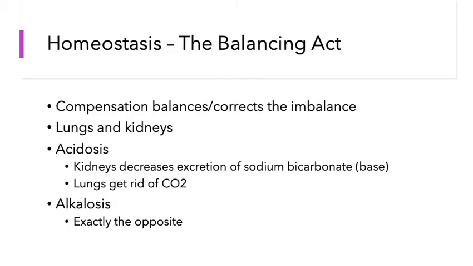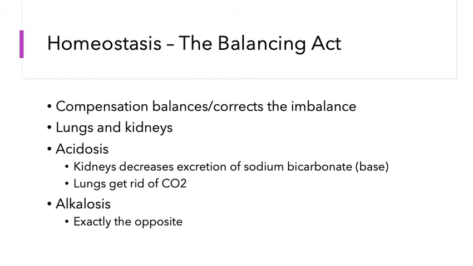In terms of compensation, as I mentioned earlier, there are two main organs that work together hand in hand to help with the problem. These are the lungs and the kidneys. If there is some acidosis, what the kidneys do is decrease the excretion of the bases. And if there is respiratory acidosis, then what the lung does is get rid of as much CO2 as possible, right? And of course, the same thing happens with alkalosis.